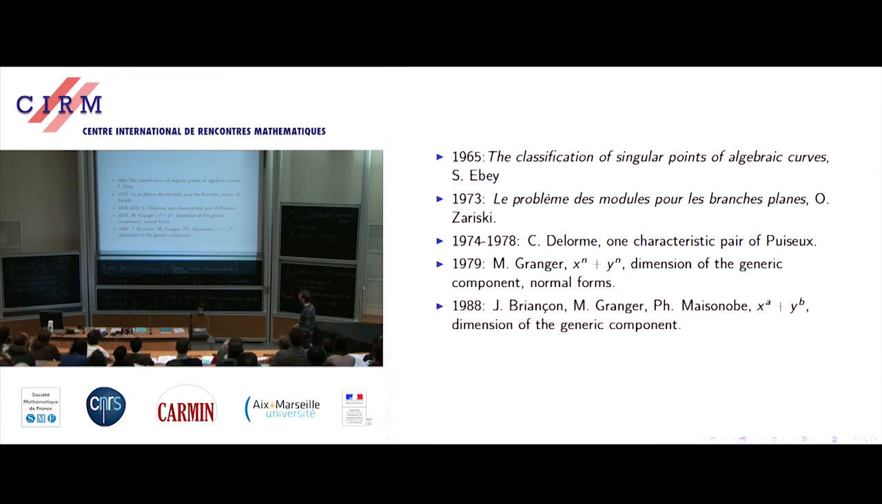And about 10 years later, in 1988, Granger also, with Briançon and Maisonobe, did more or less the same work, but in a much more complicated situation, which is this one. Here, A and B are not necessarily equal, and also not necessarily coprime. In this situation, they compute the dimension of the generic component, which is, as I said, the number of parameters necessary to give a family of normal forms, but they did not give a family of normal forms.